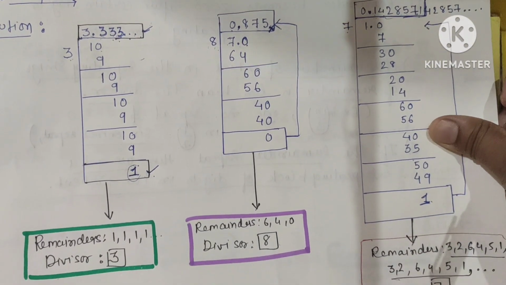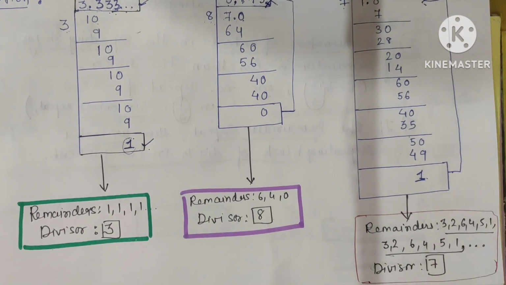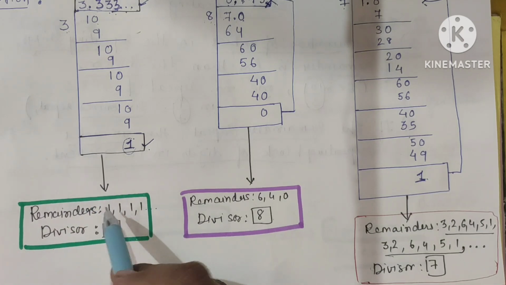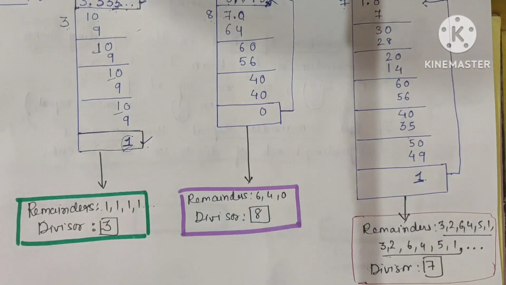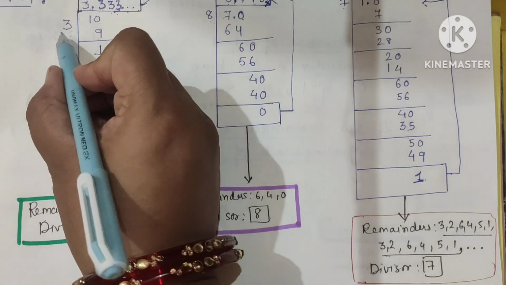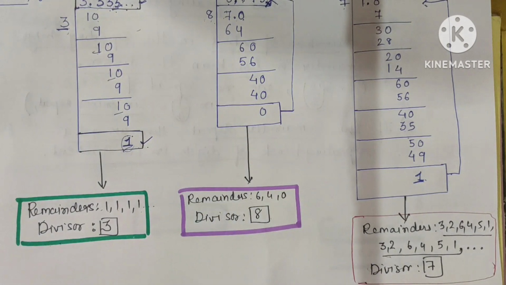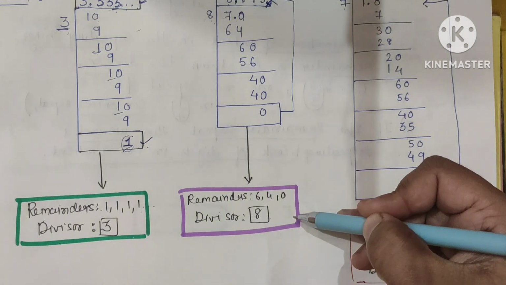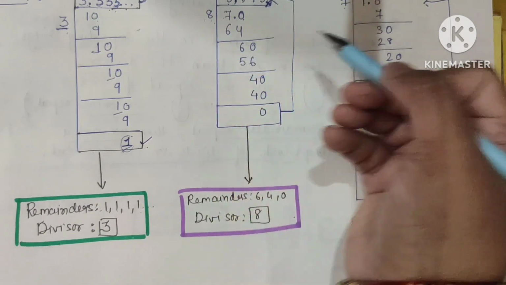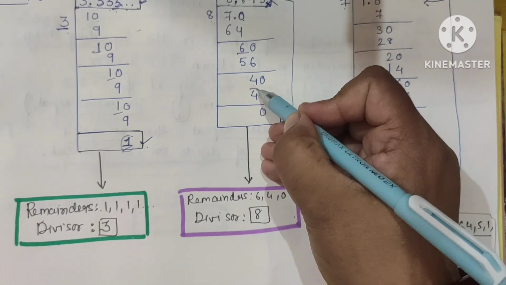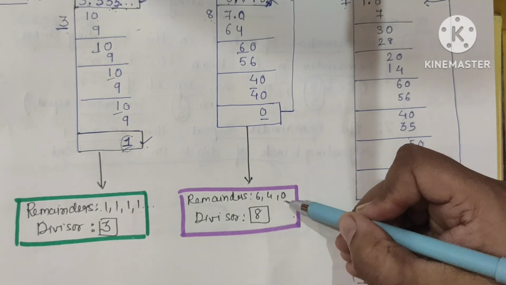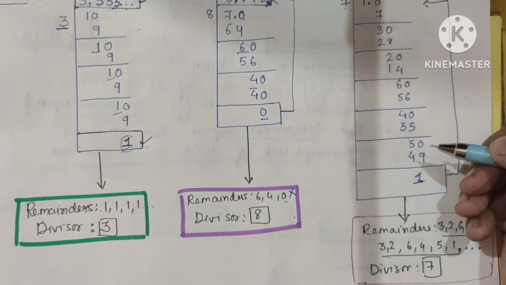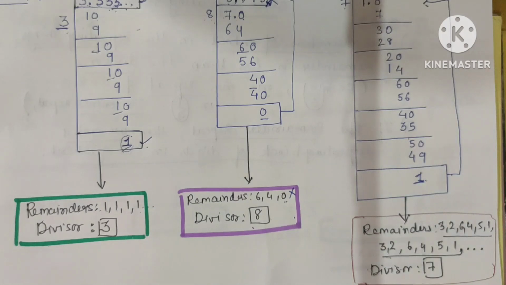Now we are going to analyze once again. So here in the first example, the remainders are 1 1 1, okay. This is 1 1 1 and 1. The divisor is this 3. In the second example, you are getting remainder 6 4 and 0. 0 means you are getting terminated. You are terminating over here, and the divisor is 8.